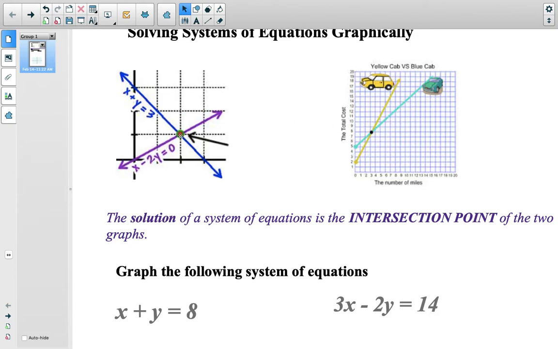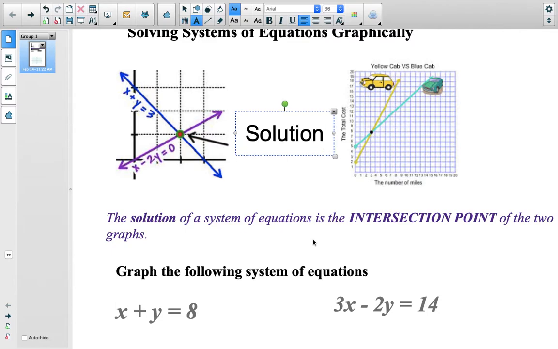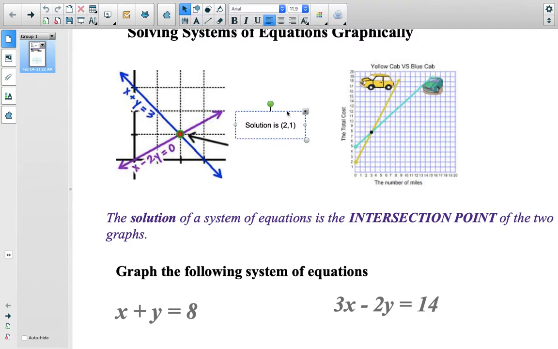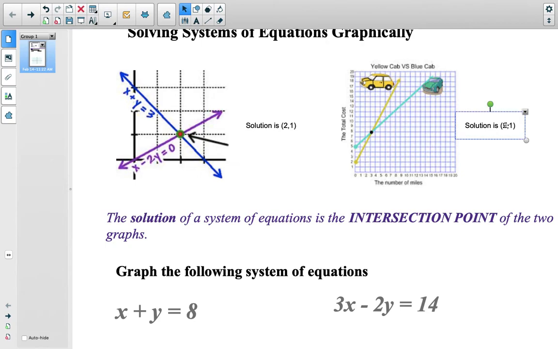So these are two examples of solutions to systems of equations. If you take a look here, our intersection point is 2 comma 1. So the solution to this system of equations is this point. And then over here on this side, our solution to this system of equations, if we look at our intersection point, is 3 comma 8.